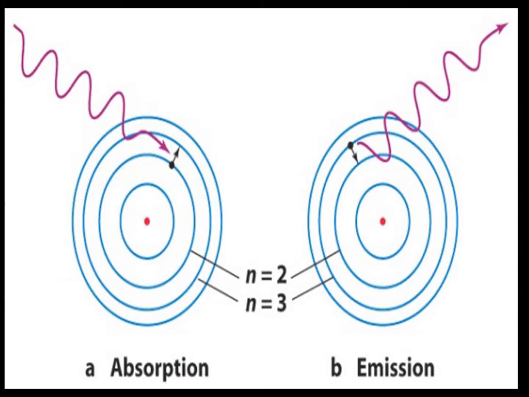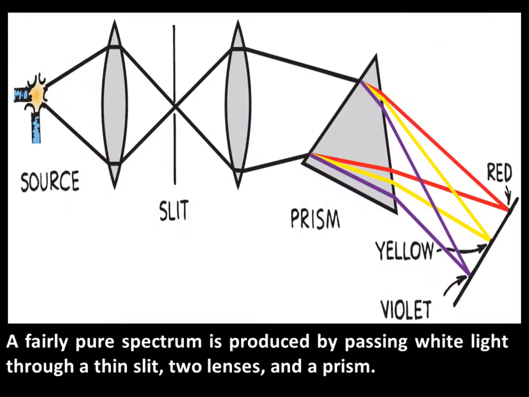You have an electron that absorbs energy. It goes from the second energy level to the third, and then it goes back down from the third to the second, and that's emission. So you have absorption, excitation, and then emission. You have light broken down into its component parts, visible light being broken down into component parts with convex lenses, a prism, and a mirror.